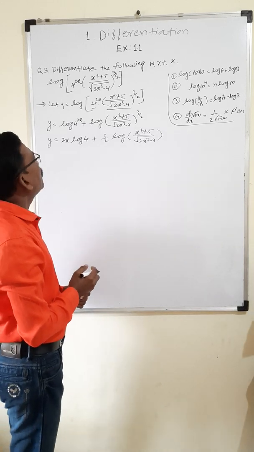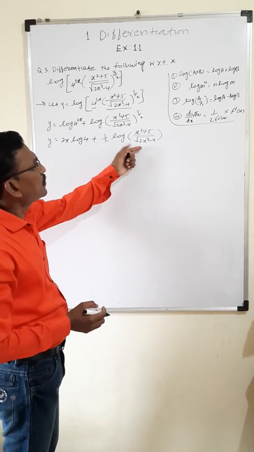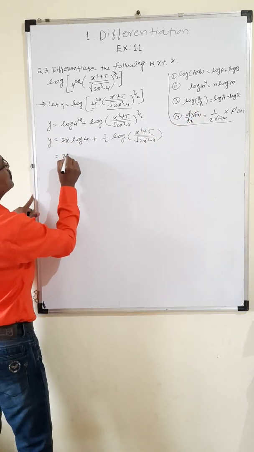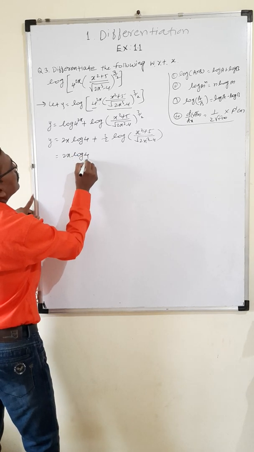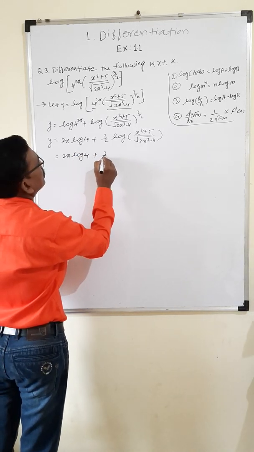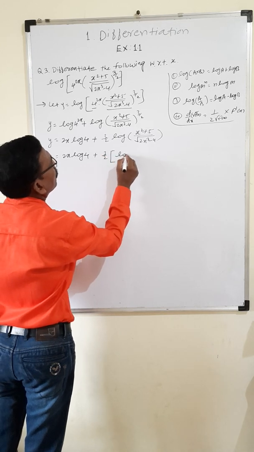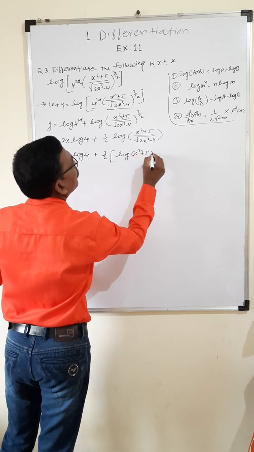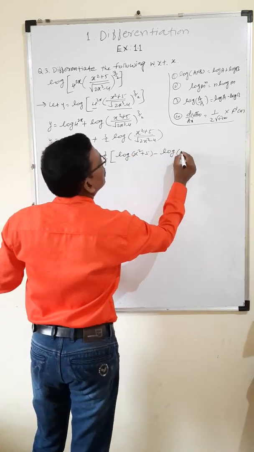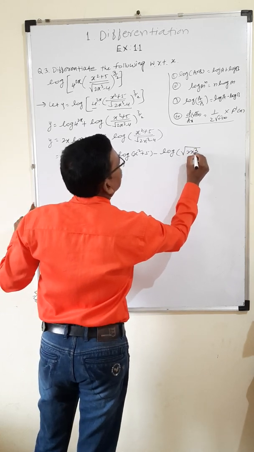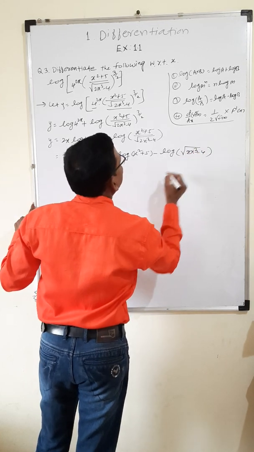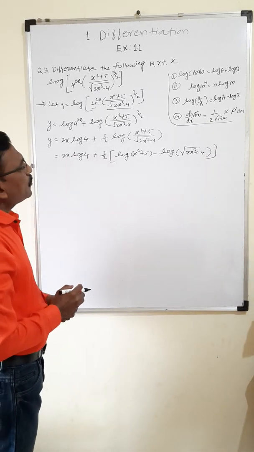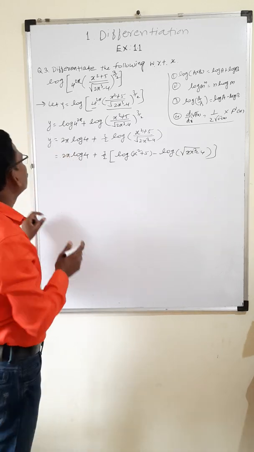So again here we simplify this by using the third rule, log of a by b is log a minus log b. So keep this as it is, 2x log 4 plus 3 by 2 into log of a by b, it is log a minus log b. A means x square plus 5, minus log of b, which means here root of 2x cube minus 4.